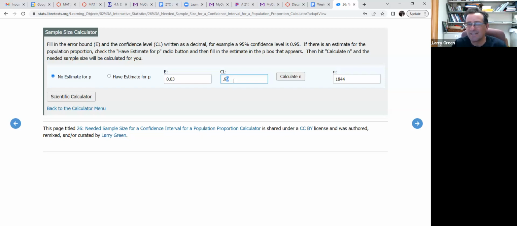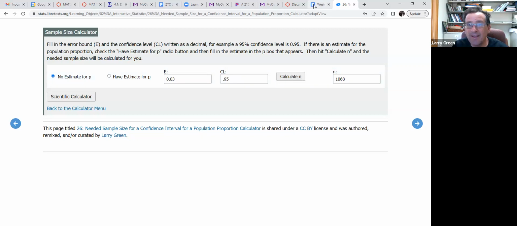Let's see, y'all jumping in. So if we wanted 95% instead of 99, and hit calculate N, instead of over 1,800, it's just a little over 1,000. It's fewer cars. So the idea is if you want to be more confident, it takes more work. You have to look at more. Whereas if you're okay being less confident, like 95%, then it takes less work. Not as big a sample size. Any questions on this idea?